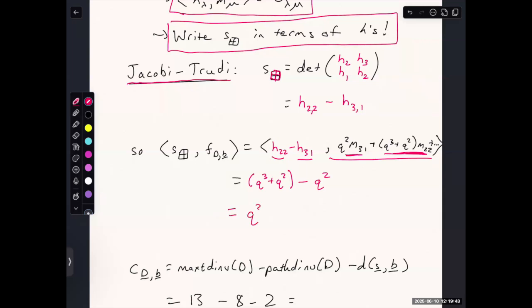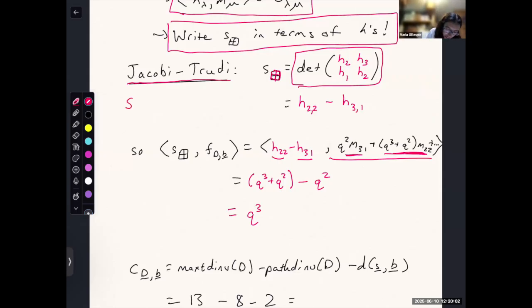Where'd you get the 1, 2, 2, 3? Sorry, where? Like on the Schur function determinant. In this determinant? Yeah, where'd you get the 1, 2, 2, and 3? Yeah, so I said it out loud and I didn't really say it.